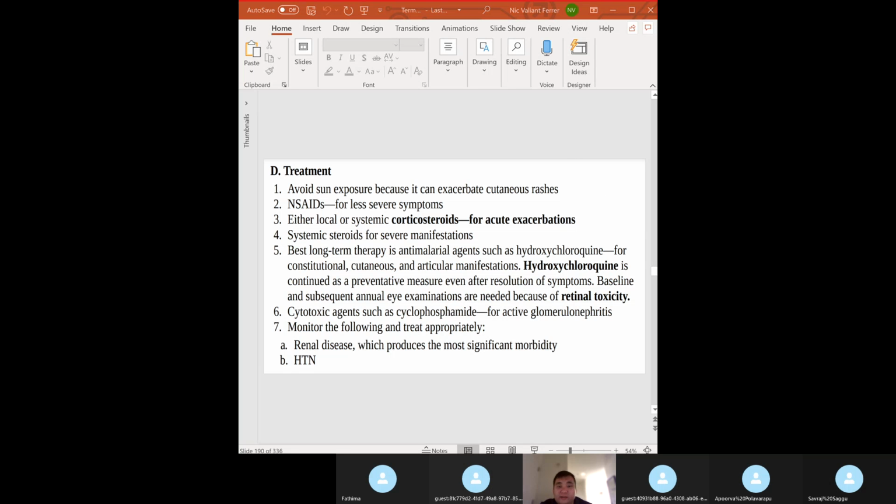So how are we going to treat SLE, right? You avoid sun exposure, and give NSAIDs. You give corticosteroids for acute exacerbations. Don't forget that hydroxychloroquine is continued as a preventative measure, even after resolution of symptoms. And hydroxychloroquine is not effective against COVID, okay? Baseline and subsequent annual eye examinations are needed because of retinal toxicity.